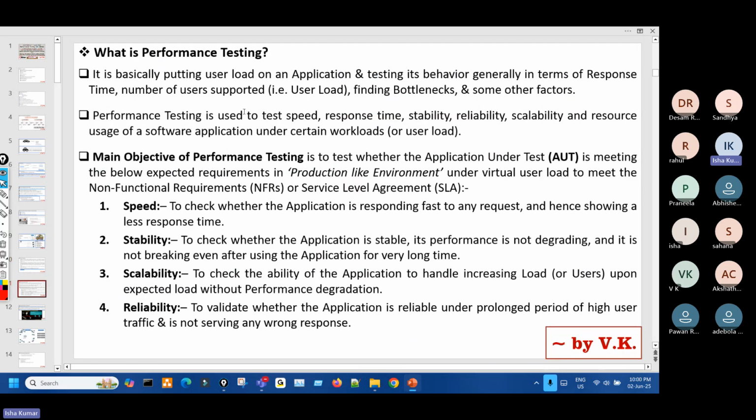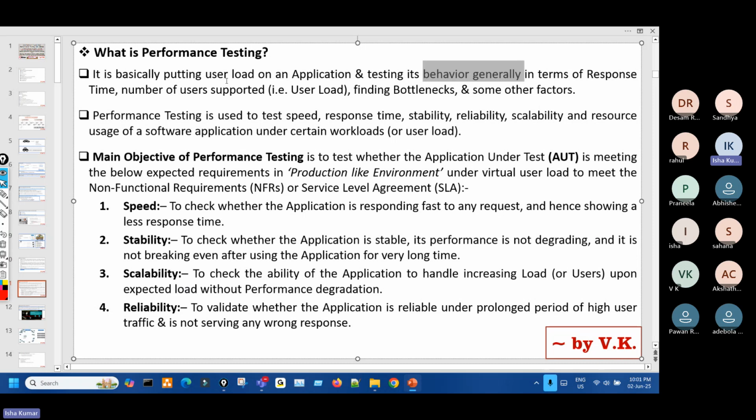Performance testing is basically putting user load on an application and testing its behavior, generally in terms of response time, number of users supported. That is what user load, correct? And then finding bottlenecks and some other factors. So putting user load on an application and testing its behavior, and then finding bottlenecks means finding the problem, the defect.